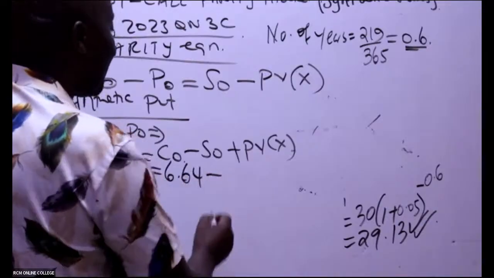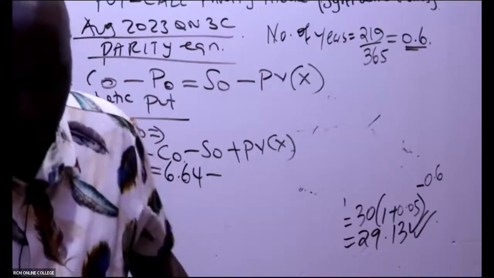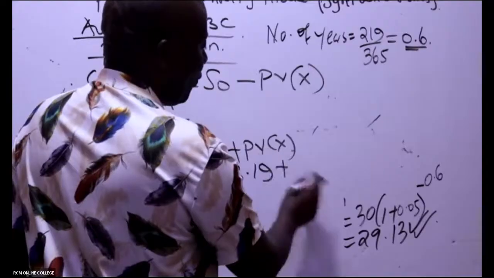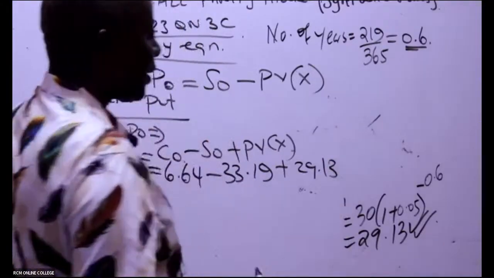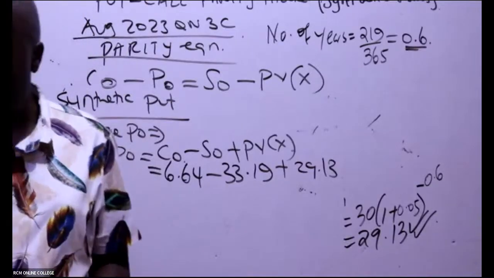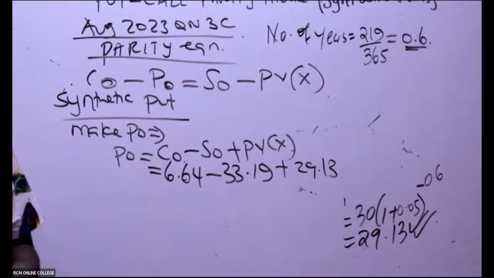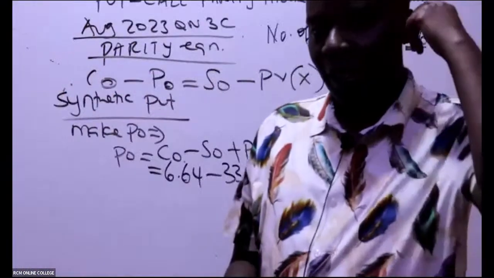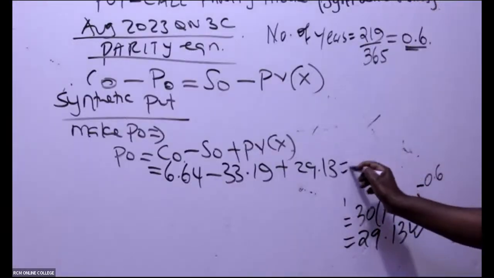6.64. Minus SO, the one given in the question, is 33.19. Present value of X is 29.13. So is there somebody who is able to give us this answer now? I'm being told by Lavi, I'm being told by Beauty, 2.58. Is that okay? 2.58. That is the answer. Thank you so much.